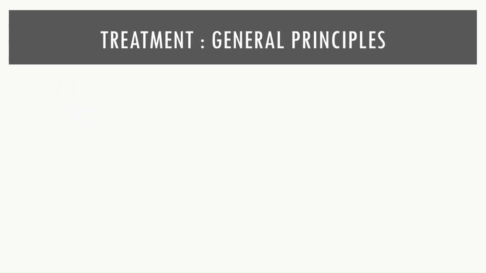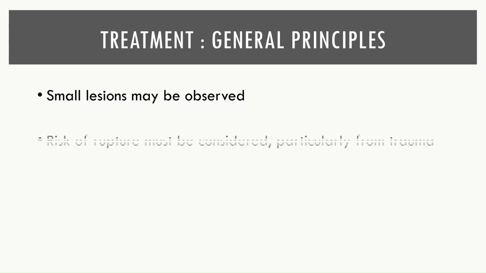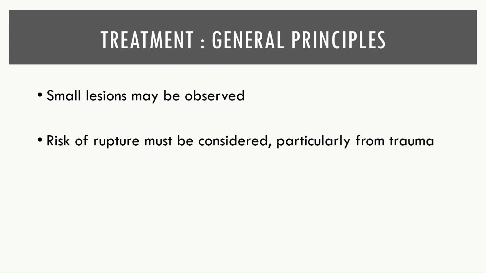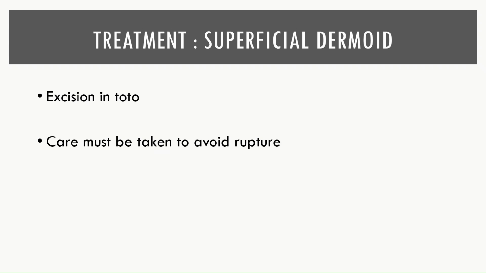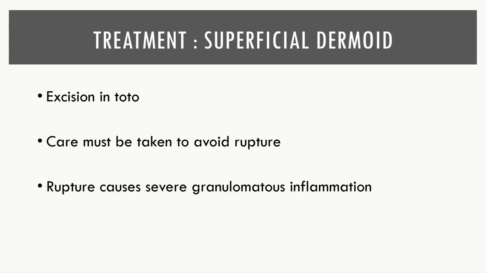Treatment. Small asymptomatic lesions may be observed, but the risk of rupture should always be kept in mind. Associated inflammation can be managed with oral steroids. Superficial dermoids are treated by complete excision in toto. Extreme care is required to avoid rupture, as spillage leads to severe granulomatous inflammation.